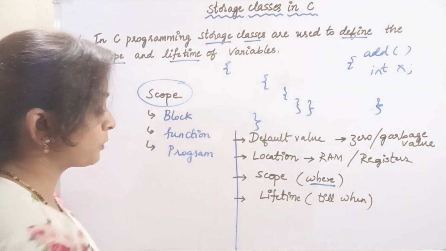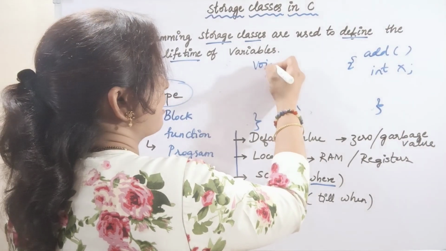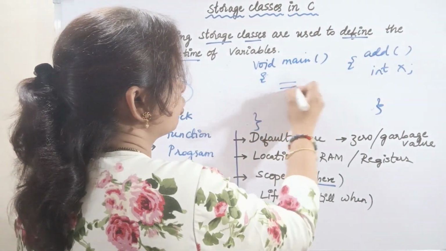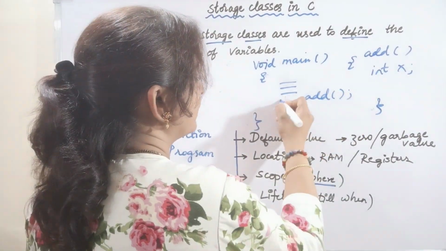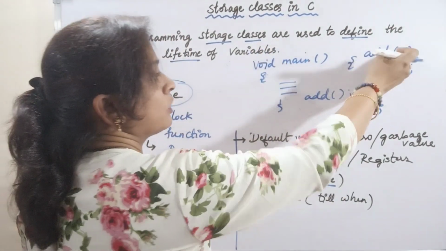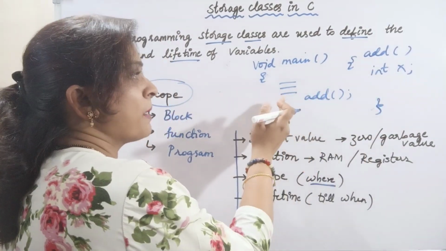Then the program. Program in the sense that you will have the main function, say a void main or int main, whatever it may be. Then you may call a function. You say add, then you have the add function. So you will go to the add function. The control goes there, then again you come back here.